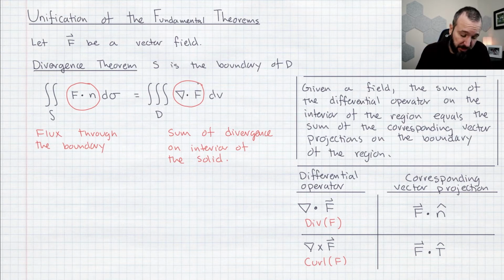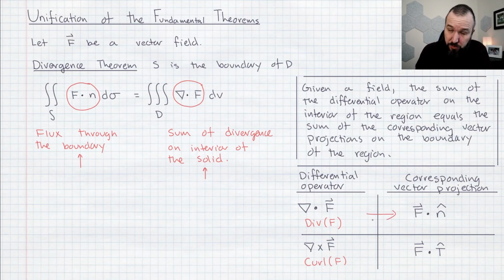So it absolutely does. Here what we're doing is finding the flux through the boundary. So that's the sum of the vector projections on the boundary of the region. And the other thing that you can do is add up the divergence everywhere on the interior of the region. So the divergence theorem is absolutely the same thing as this unified statement here, and the correspondence works, right?